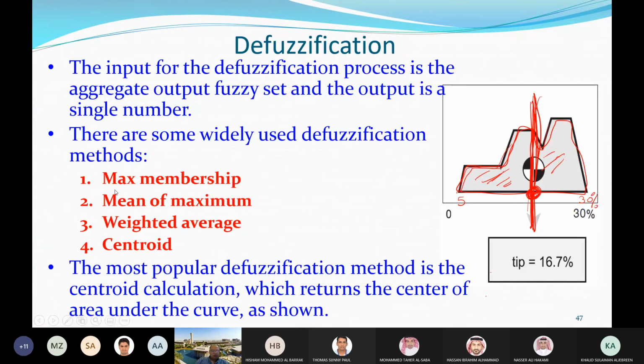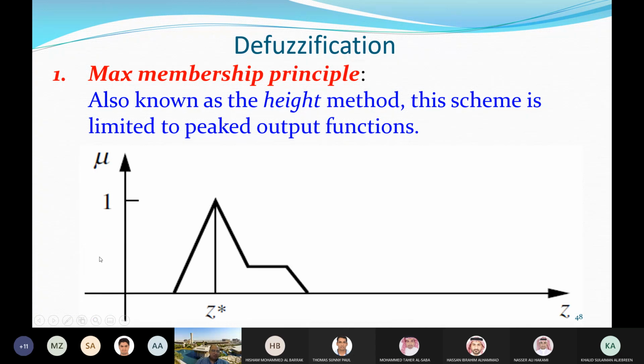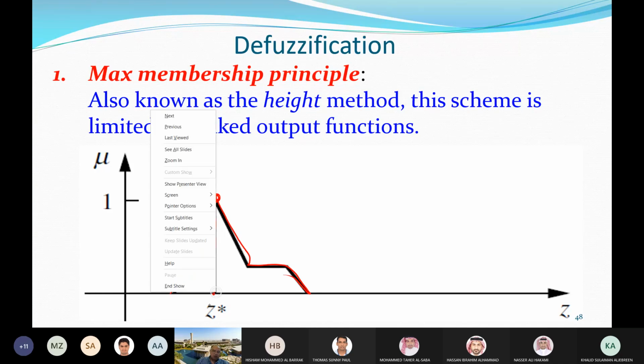But you can also have some straightforward values. You can have maximum of membership. We will see mean of maximum, weighted average, and centroid, and then we will see how to calculate the centroid. The maximum membership principle is a very straightforward problem. If this is the collective output of the rules, one rule as such and the other as such, you get the maximum here, and you can see the corresponding value.